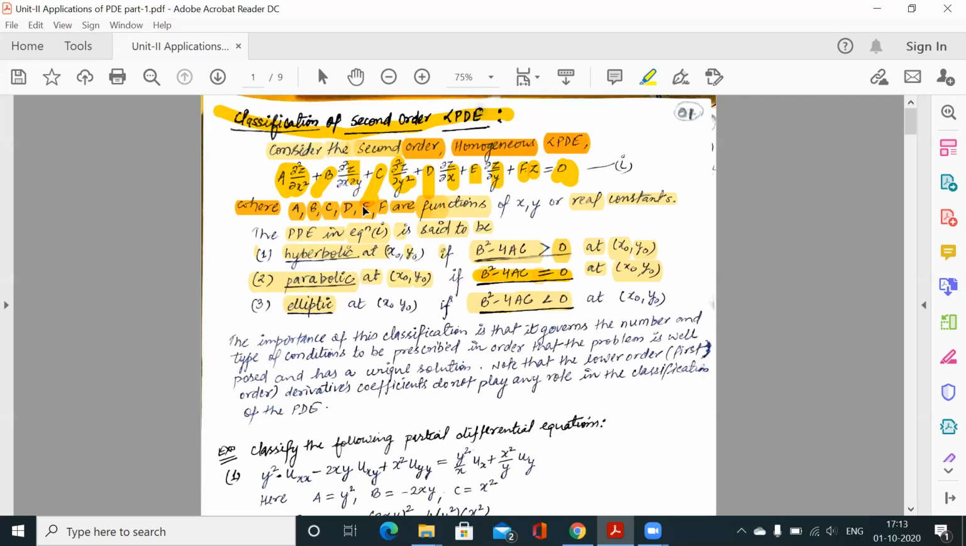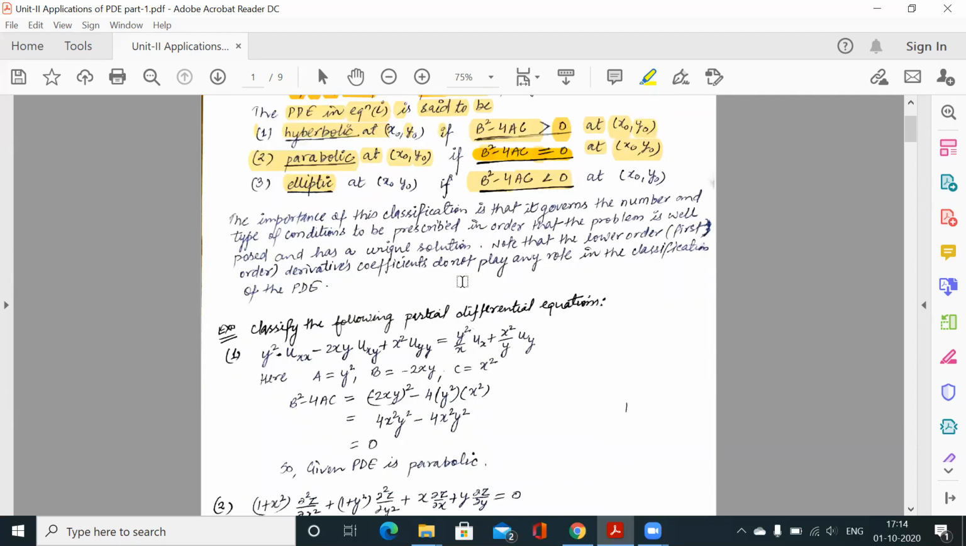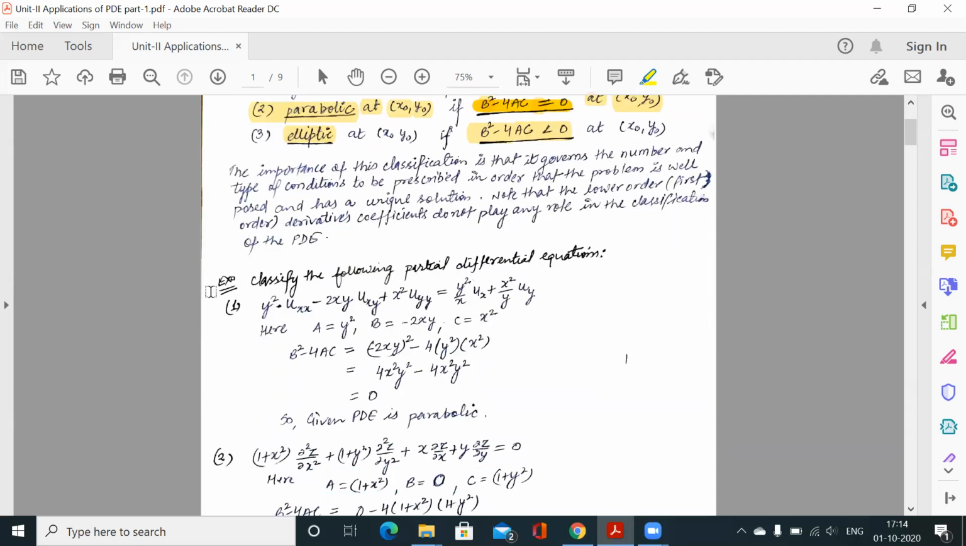But suppose the examiner is asking to classify this given PDE at a point, suppose 2, 3. In that case, we have to substitute 2, 3 in b square minus 4ac, simply. Clear? So at that point, whatever value we get from here, based on that value, we will decide whether it is hyperbolic, parabolic, or elliptic. Yeah. So this is a very simple concept. So let's have some examples.